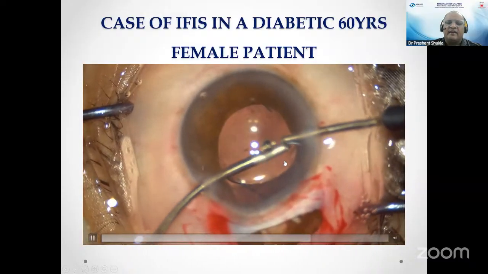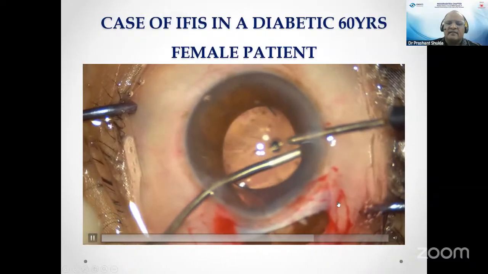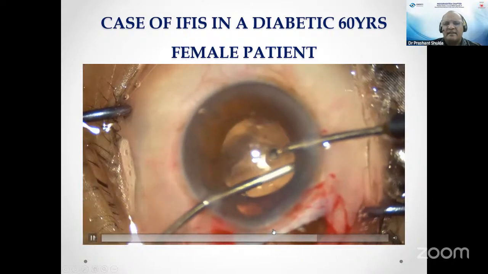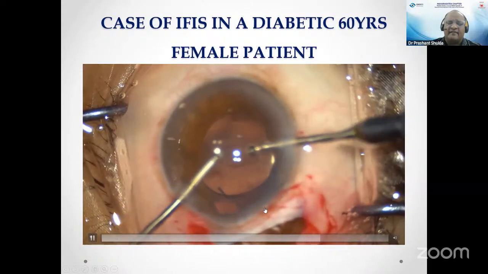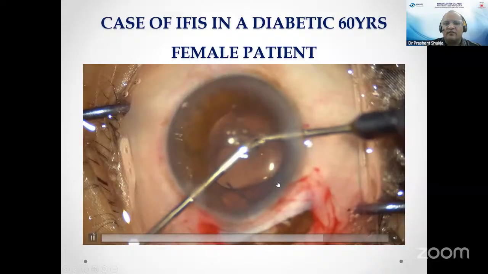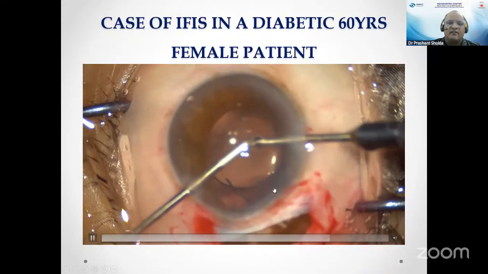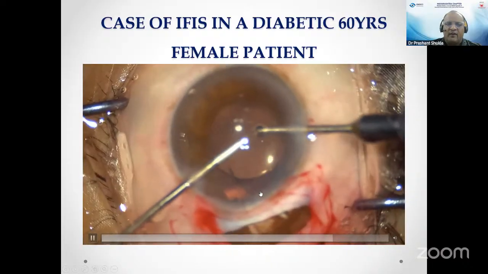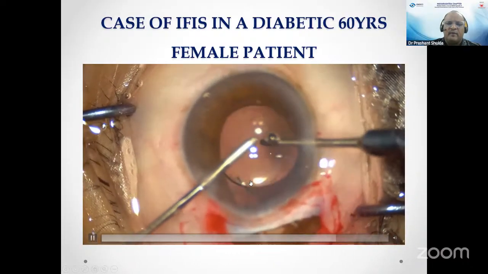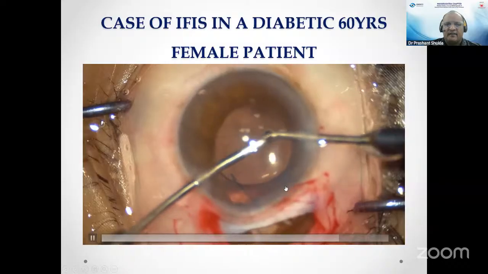Even though there is an open scleral wound, we can see that the chamber is relatively better formed. It's not very shallow. Although things are going slower than normal, without any difficulty or problem, I could remove all the cortex 360 degrees.